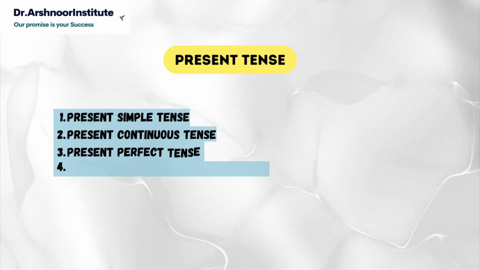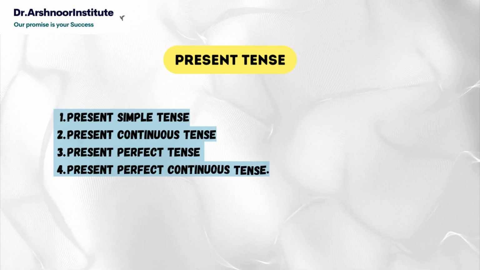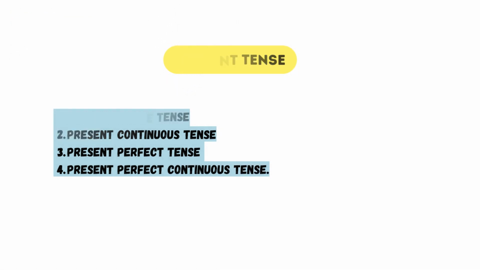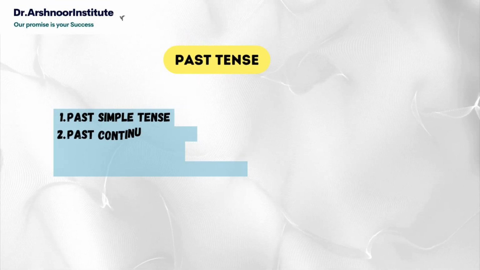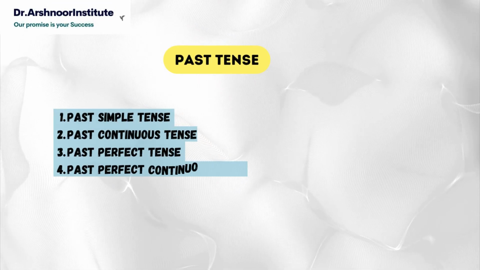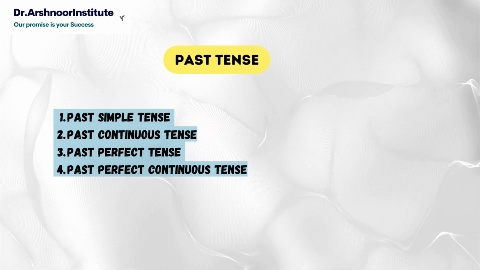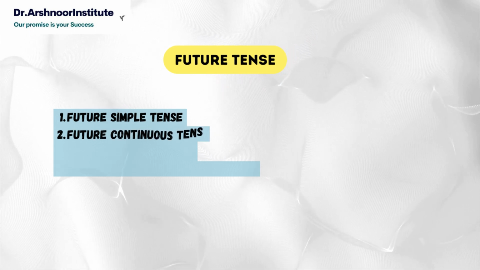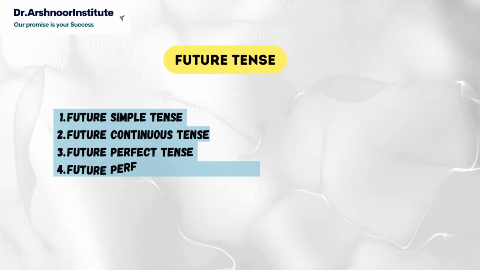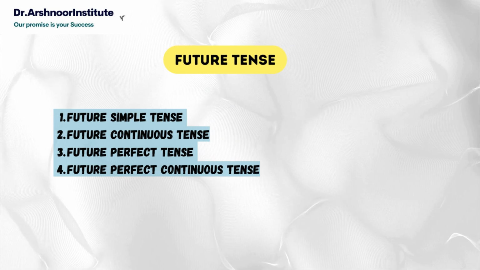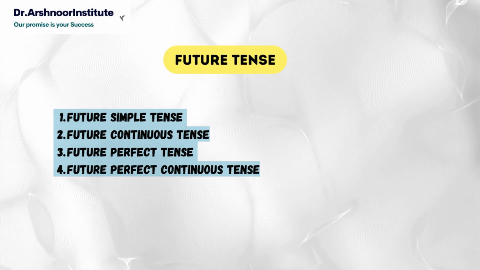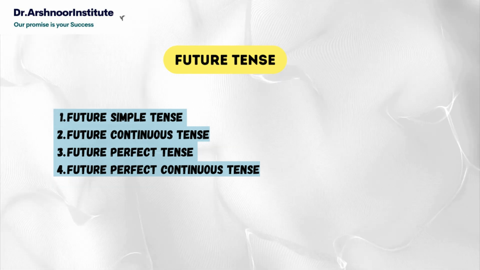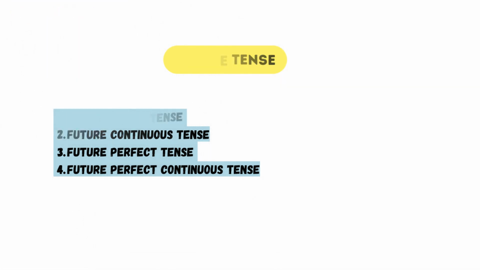Present has present simple tense, present continuous tense, present perfect tense and present perfect continuous tense. Similarly, for the past, we have past simple tense, past continuous tense, past perfect tense, and past perfect continuous tense. For future, we also have the same subparts: future simple, future continuous, future perfect, and future perfect continuous. But all are not required in our OET. We will work only on 7 tenses today. Those are essential for our OET test.